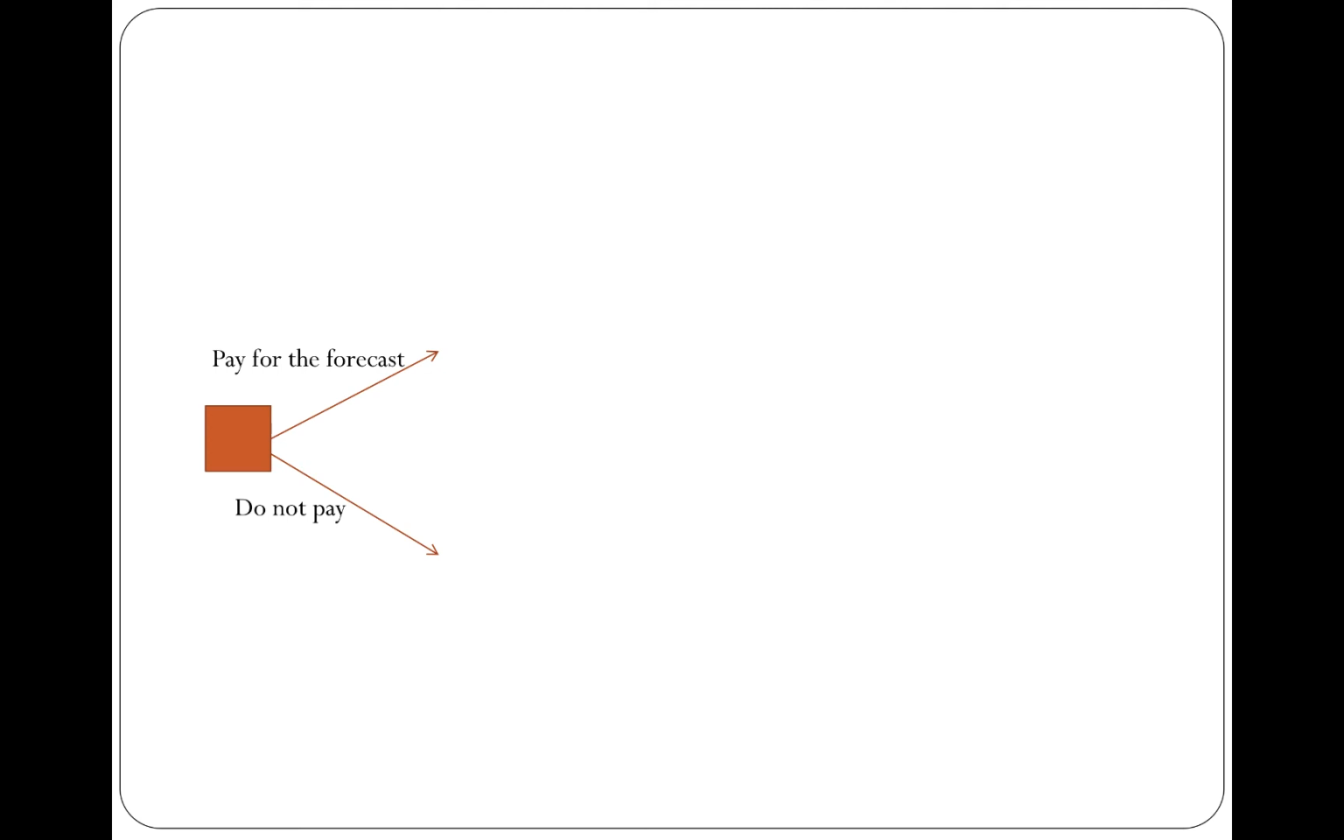What is the first decision that this farmer is facing? To pay for the forecast or not to pay for forecasting the weather? If the farmer decides to pay for the forecasting of the weather, what would be the outcomes? The forecast would say that this year is going to be warm or this year is going to be cold. Okay, so let's assume the forecast says this year is going to be warm.